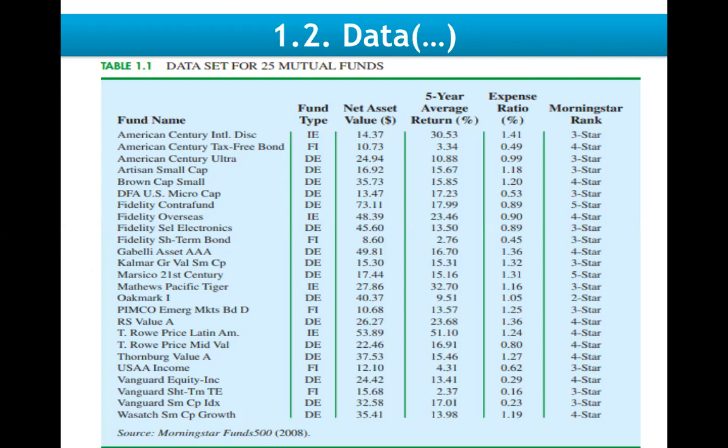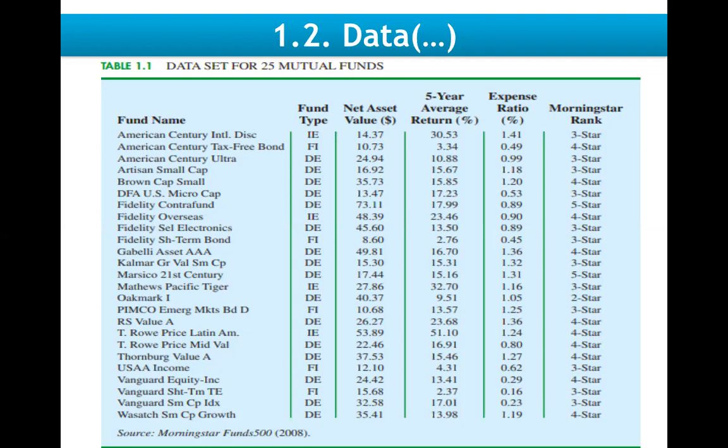Let's go back to the same Table 1.1. The data set here includes the following 5 variables. First variable, which is fund type. The type of mutual fund is labeled IE, which stands for international equity. We've got DE, which stands for domestic equity. We have FI, which stands for fixed income. This is the first variable.